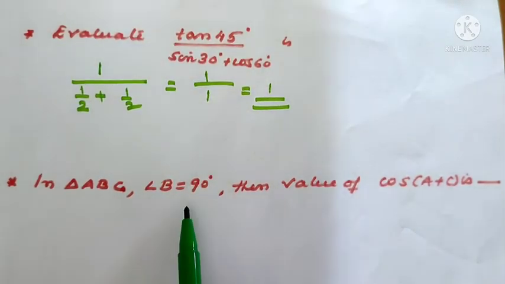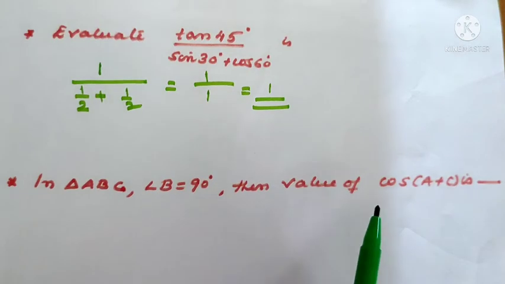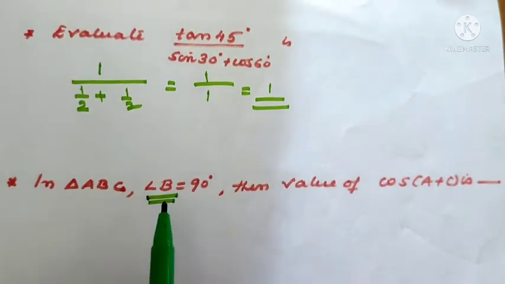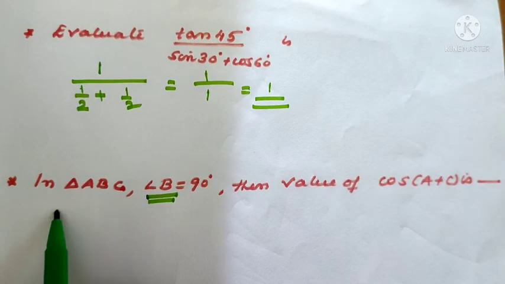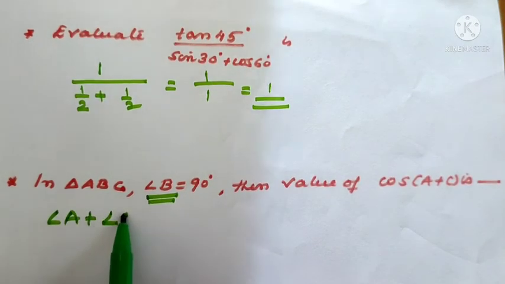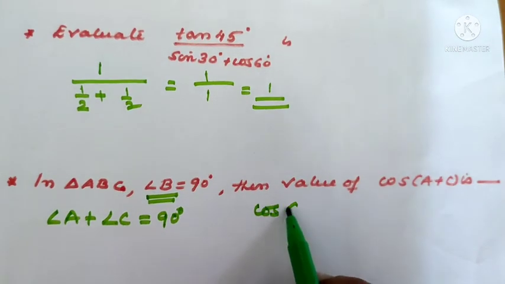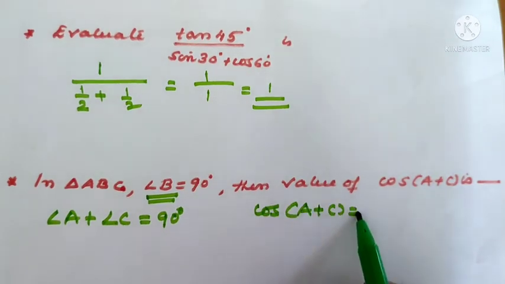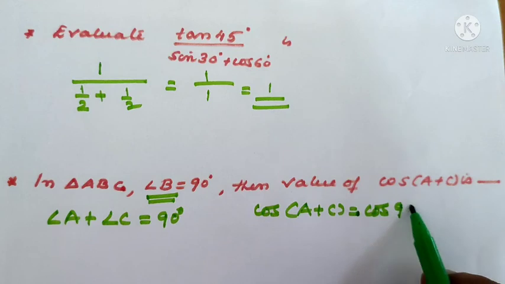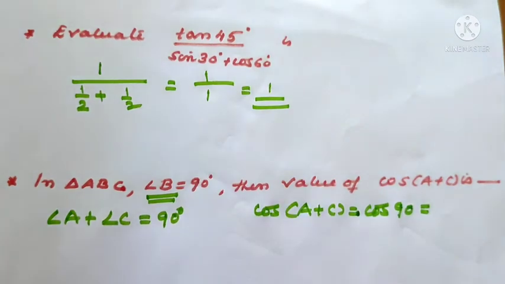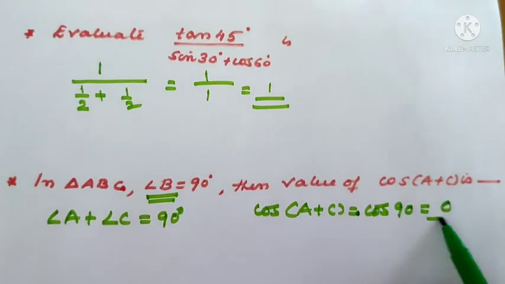In triangle ABC, angle B equal to 90, the value of cos of A plus C. See, angle B is 90 in one triangle means what is the angle A plus C? Angle A plus angle C is also equal to 90 degree only because of the 180 degree property. So what is cos of A plus C? Cos of A plus C means it is equal to cos 90. So cos 90 is 0 only, so it is equal to 0.